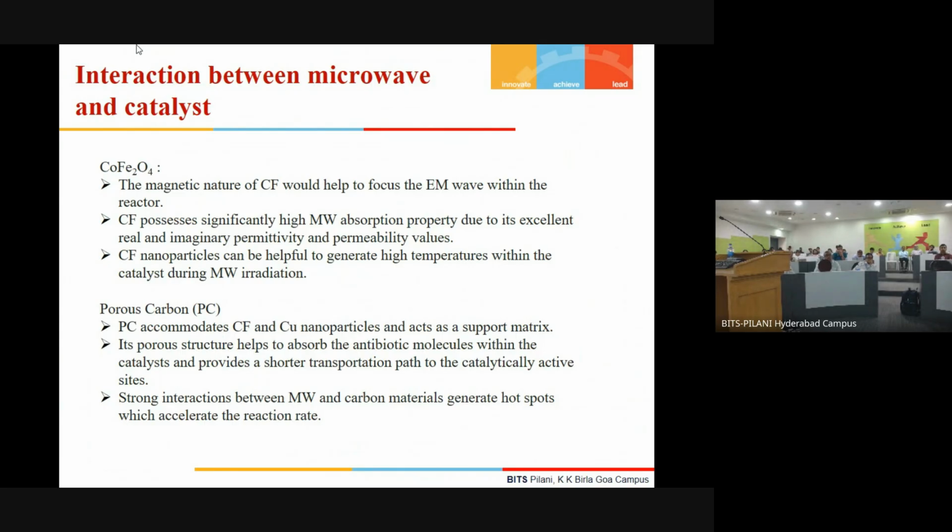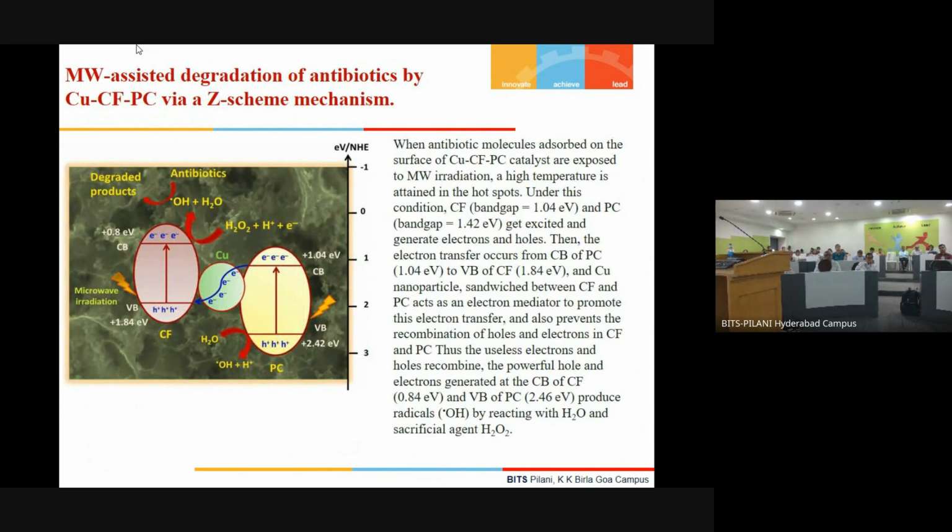This porous carbon can host the nanoparticles, and the interaction between microwave and the carbon material also generates some hot spots. When these hot spots are generated, that gives some energy to jump to do the generation of H+ and e-.